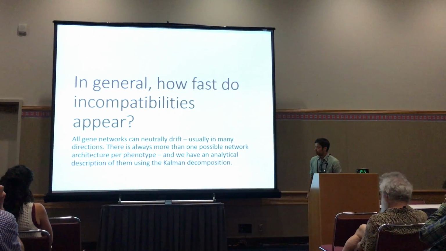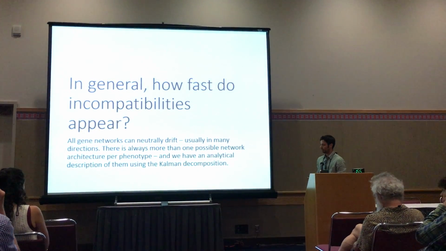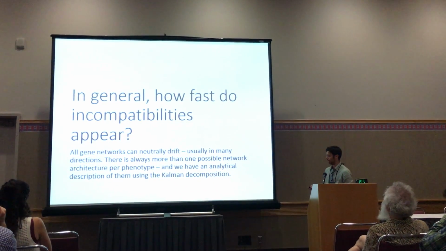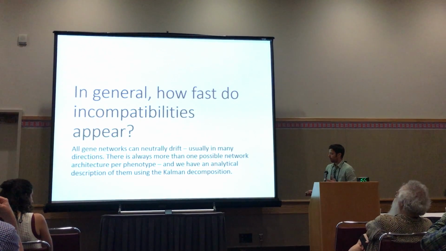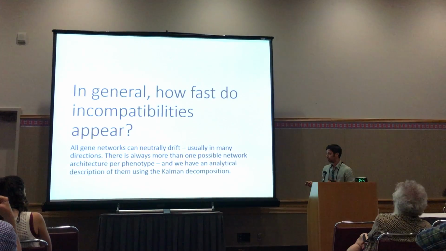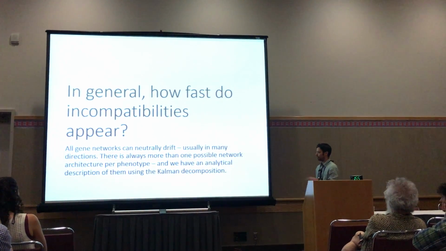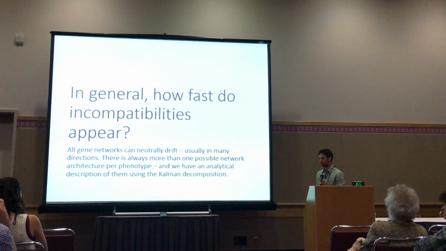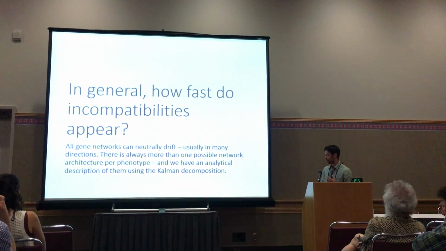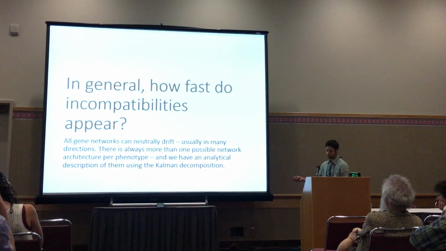So, even though I've been focusing on this two-gene regulatory network, I want to point out that this model is general to any linear gene network of any finite size, with any finite number of genes. Furthermore, all gene networks can mutually drift, usually in many directions. There's usually more than one free parameter tau. Furthermore, there is not just one network architecture for a given phenotype. You can always find a way to change the network architecture and still maintain the same phenotype in this model. And we can analytically describe all of them using something from control theory called the Kalman decomposition.